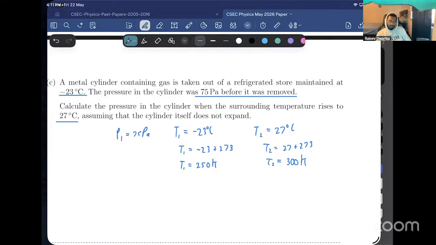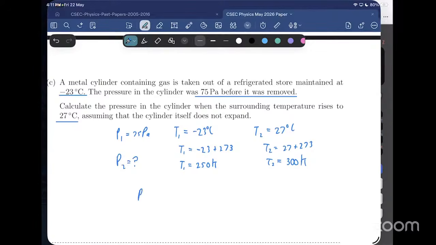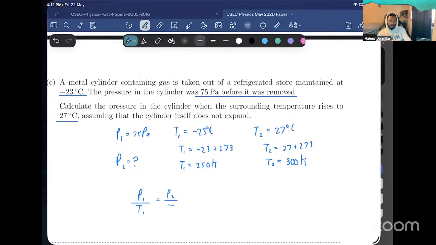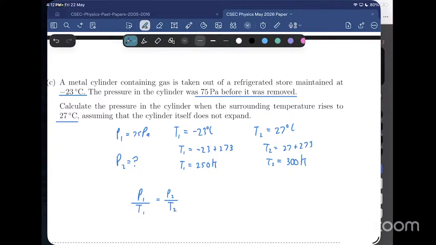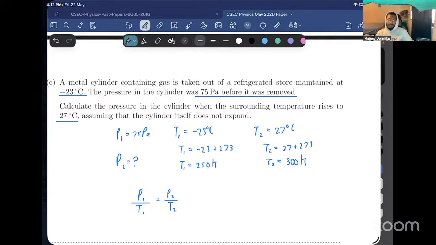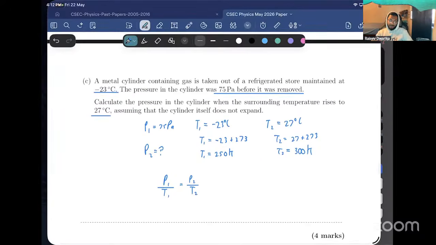Cool. And we had to find P2, right? P2 is what we're finding. So what does this rule look like? It's like a fraction, so it's P1 over T1 is equal to P2 over T2. P1 over T1 is equal to P2 over T2.